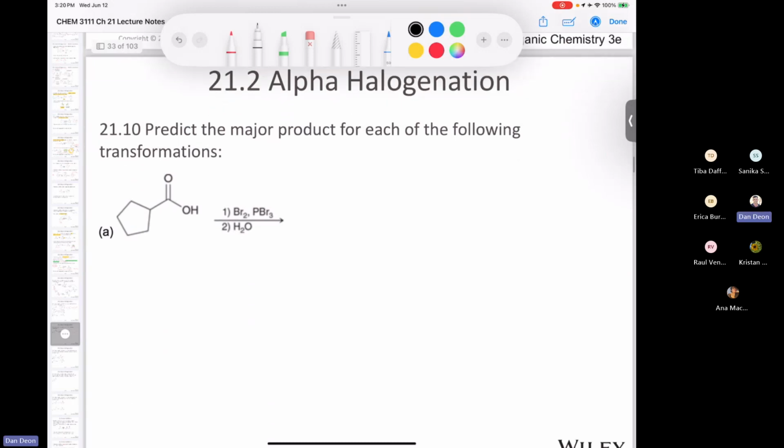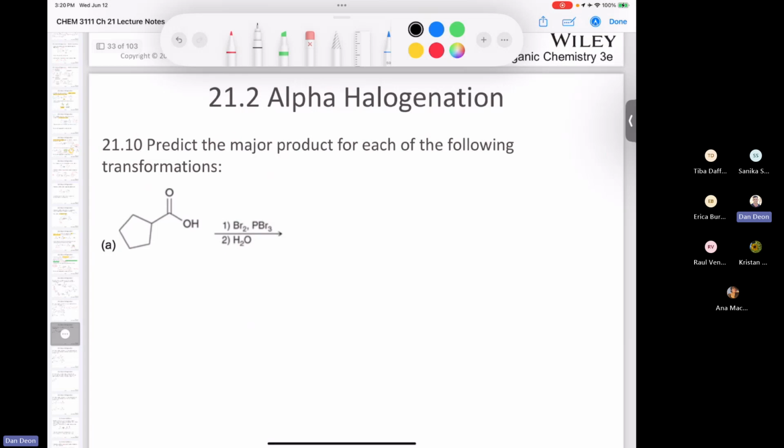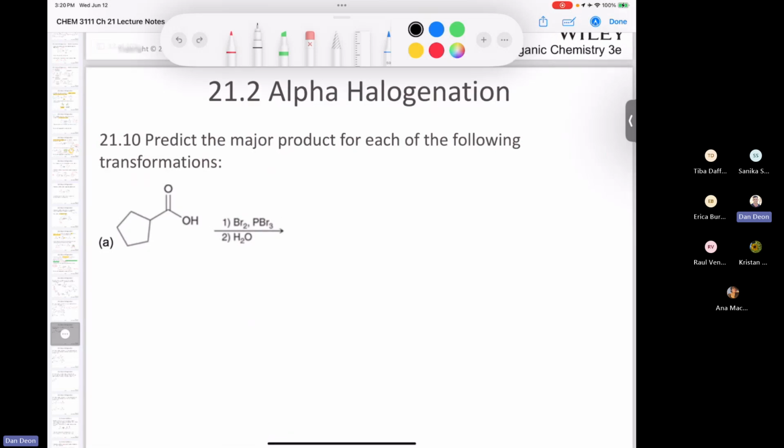Next one, this is a Hell-Volhard-Zelinsky reaction. So this one is just recognizing this. This is the HVZ reaction. So that gives us what? An alpha bromocarboxylic acid. So we're going to redraw our 5-membered ring. We're going to have our carboxyl group. And on the alpha carbon, we're going to have a bromine now. And I told you that the synthetic utility of this is you do a couple more reactions and you can end up with an amino acid.